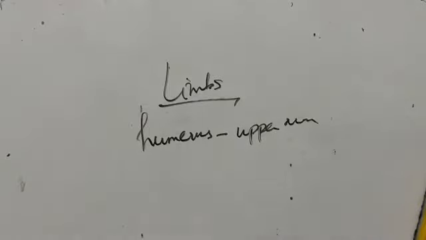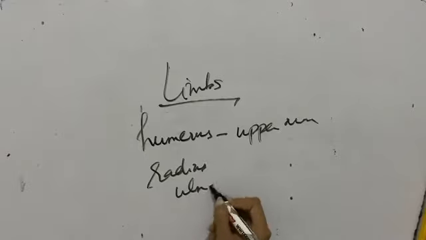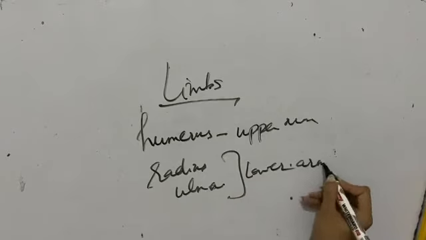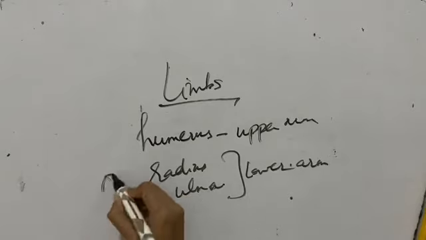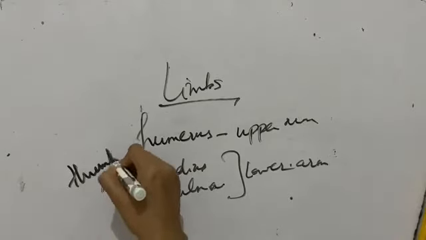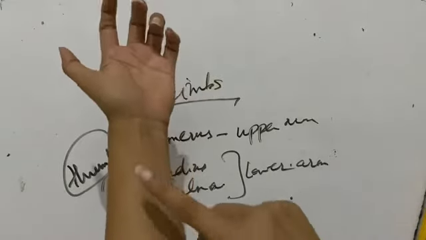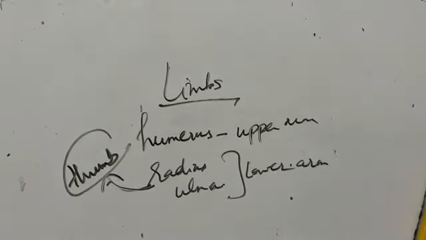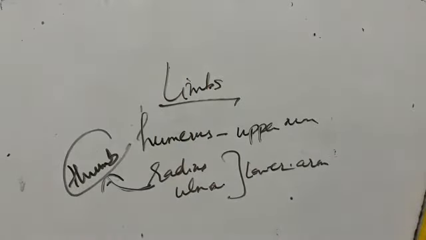Then 2 bones known as radius and ulna, they are present in the lower arm, and this radius is present on the side of the thumb. The bone which is projecting towards the thumb, this will be the radius, and on the opposite side will be present the ulna. Then there are 8 bones present in your wrist region. They are known as carpals.